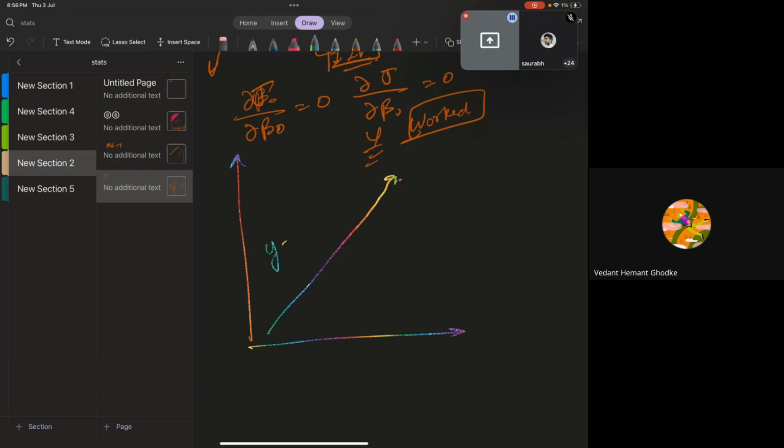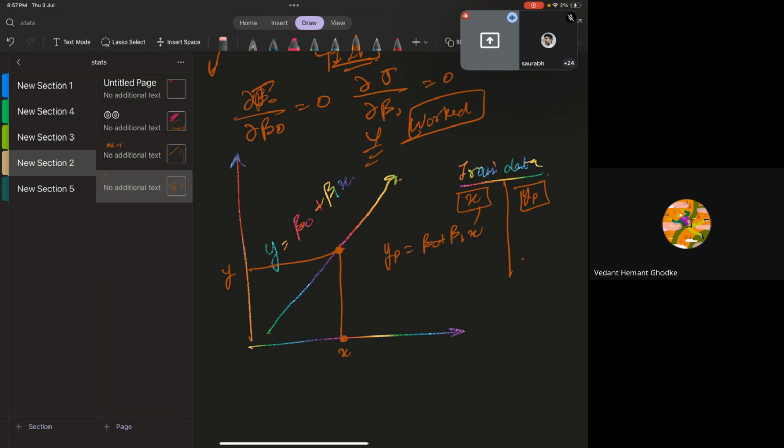So let's say this is my line. A new data point comes in, a training data point comes in. What will happen, everyone? The training data point will have value X, right? You will put this value X, let's say somewhere over here. You will find the value for Y, and this Y predicted will be the answer. And what is your Y predicted? Y predicted is nothing but beta naught plus beta 1 times this value of x. Clear, everyone?